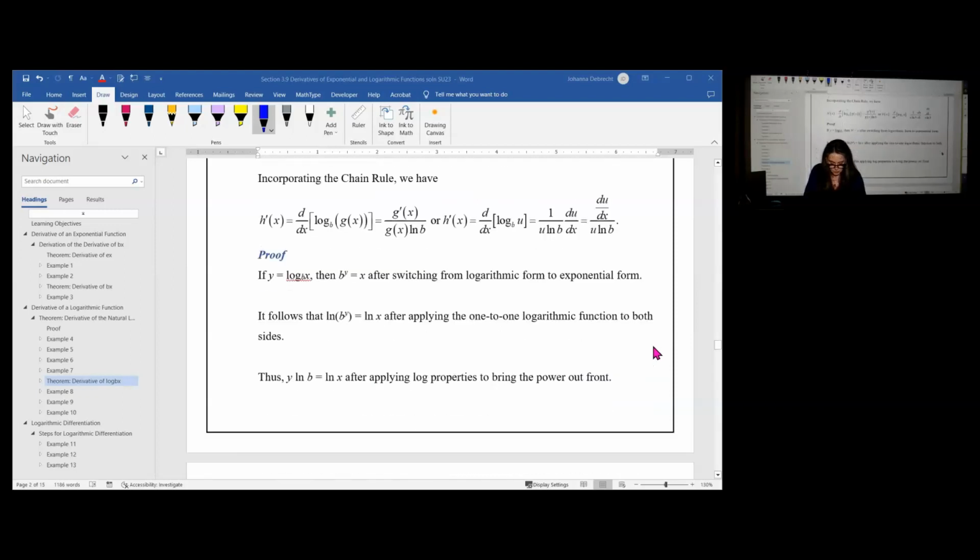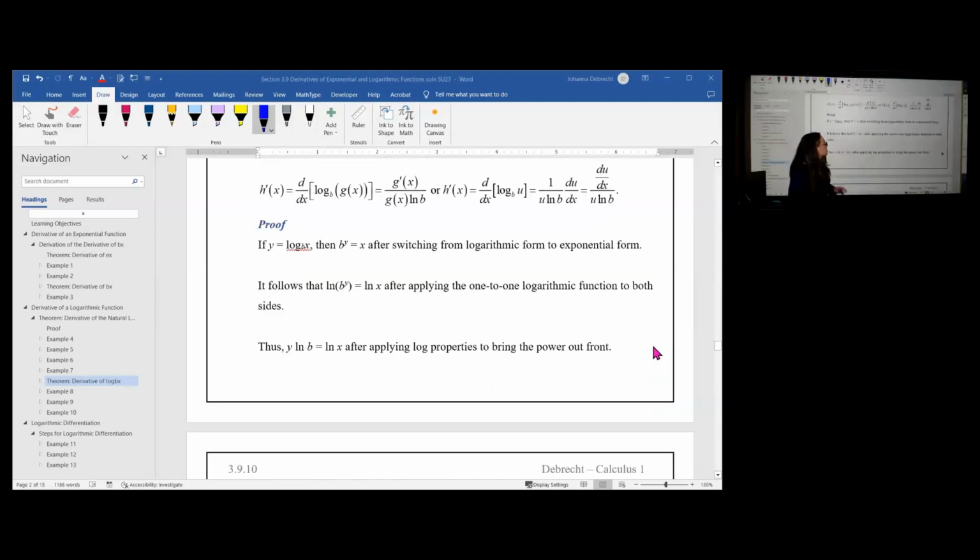Let's go through the proof now. We set our function y to be log base b of x. For example, we could have log base 7 of x. Then we switch from this logarithmic form into exponential form. Switching would give us 7 to the y equals x.